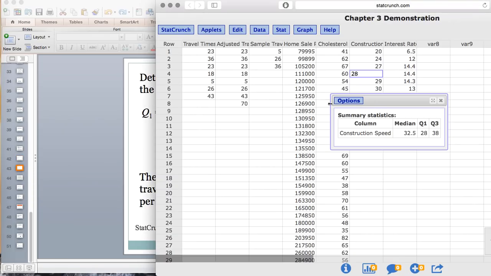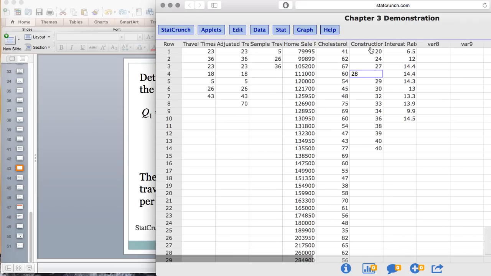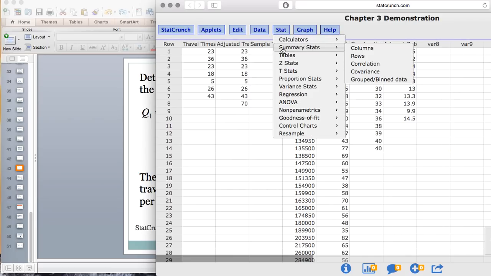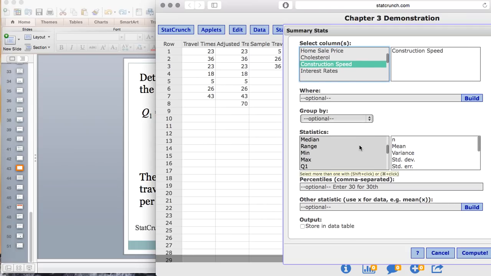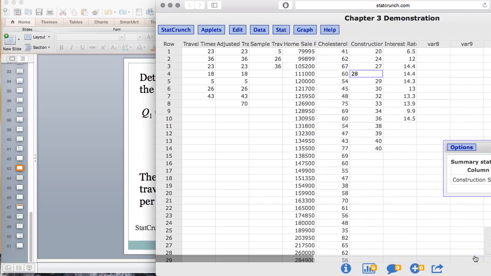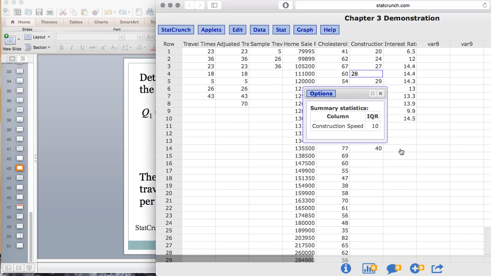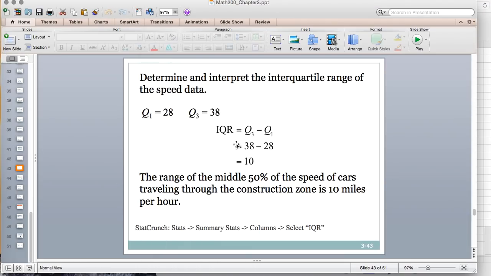So if we take our construction zone data, and I go to Stat, Summary Stats, Columns, I'm going to select my construction speed, and then the only statistic I care about is IQR, so I'm going to select that and click Compute, and it gives me an IQR of 10. Now this can be done very easily. If you already have the third quartile, we calculated that a couple slides back, it was 38. And the first quartile was 28, so we just subtract the two and we get 10 miles per hour.